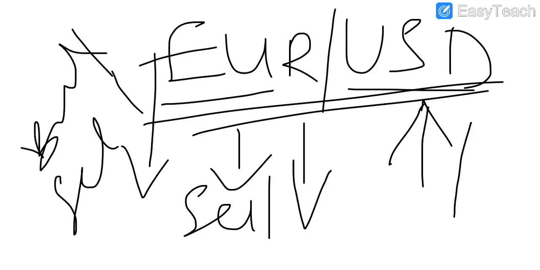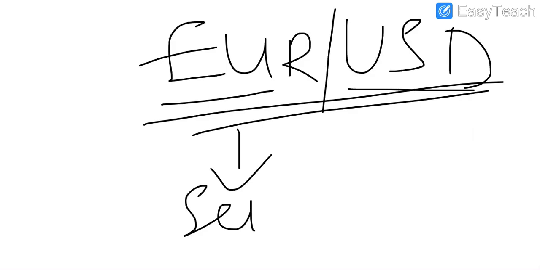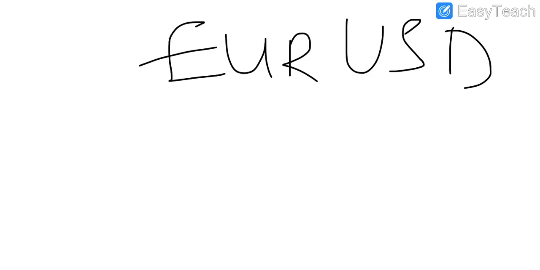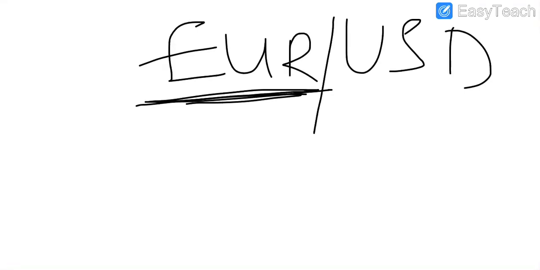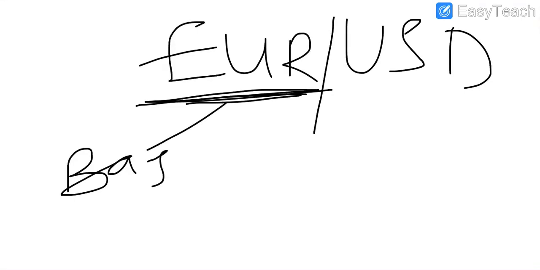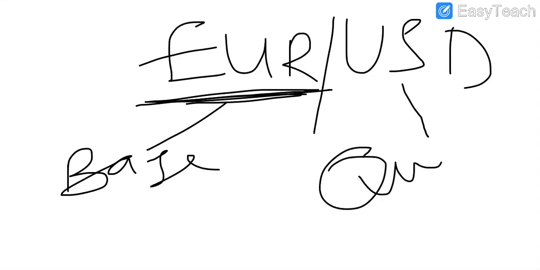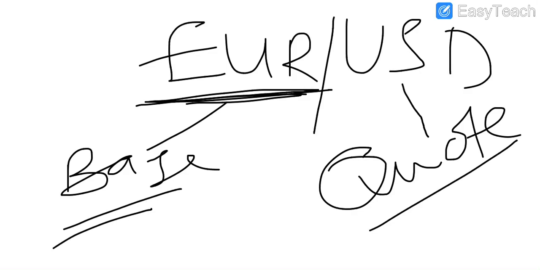Now, let's understand what we term such currency pairs. In a currency pair, we call the first currency the base currency, and the second currency we call the quote currency. Please note it down: this is called base, and this is called quote.